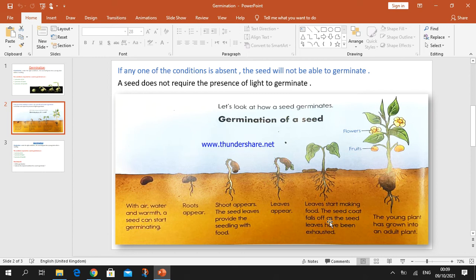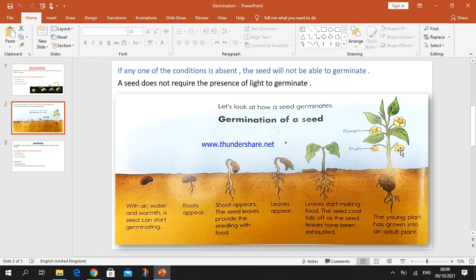Leaves start making the food, okay, where the leaves in this case carry out photosynthesis to prepare the plant's own food. And the seed coat falls off as the seed leaves have been exhausted. And after a while, the young plant has grown into an adult plant, which is composed of a root and shoot system that forms the stem, leaves, flower, and fruit, okay? And this occurs under the right conditions.